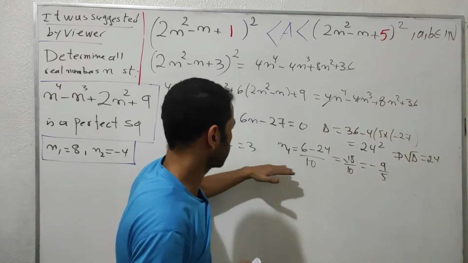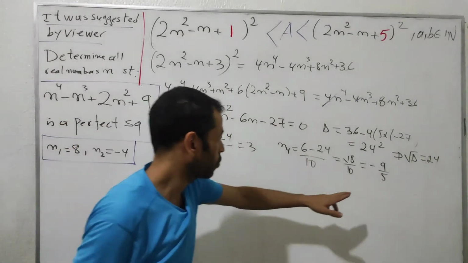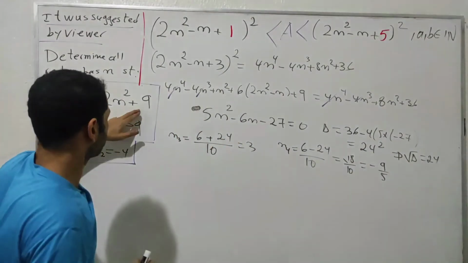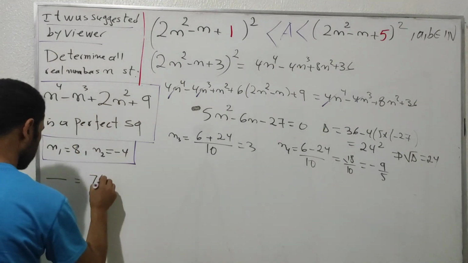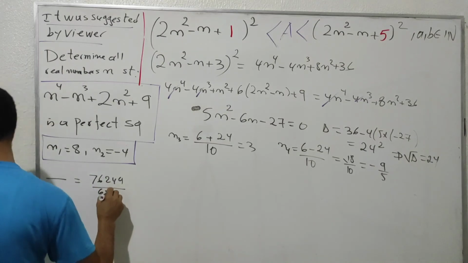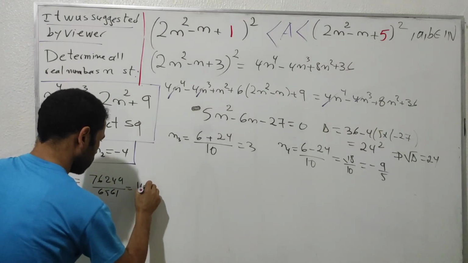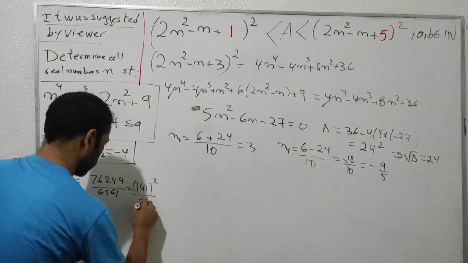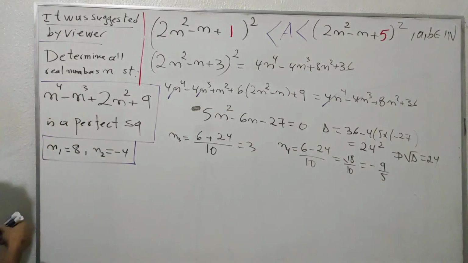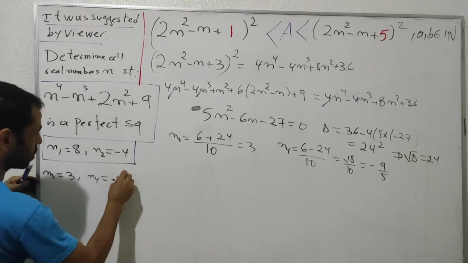Okay, plug in both numbers as real numbers into this one is given as a perfect square. Even though we have this fraction, when you replace this one into here, you get something like 7,649 over 6,561, which is going to be written in the form 141 quantity square over 25 quantity square, like this. Okay, which is a perfect square. Now we'll have the following solutions. I get n3 equals 3 and n4 equals minus 9 over 5.